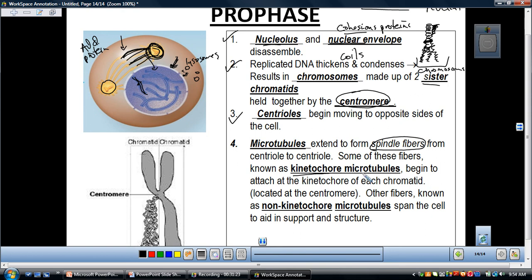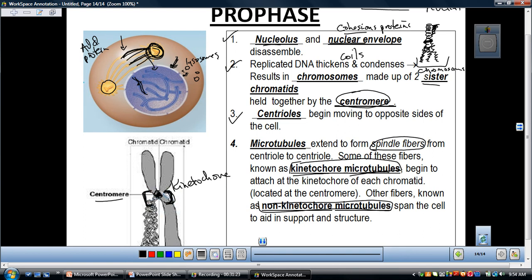Now, some of these spindle fibers we're going to call, look at the name, kinetochore microtubules. Some we're going to call non-kinetochore microtubules. This goes back to another thing I'm going to show you on this picture right here. This is labeled centromere. That's this union where they're attached together. Each of these chromatids also has a little handle that faces opposite of the other. The handle is called the kinetochore. They each have their own little kinetochore.